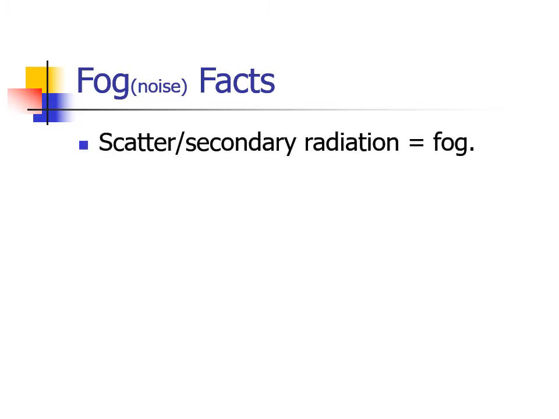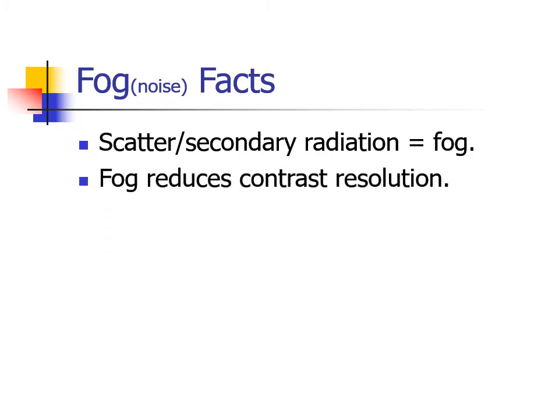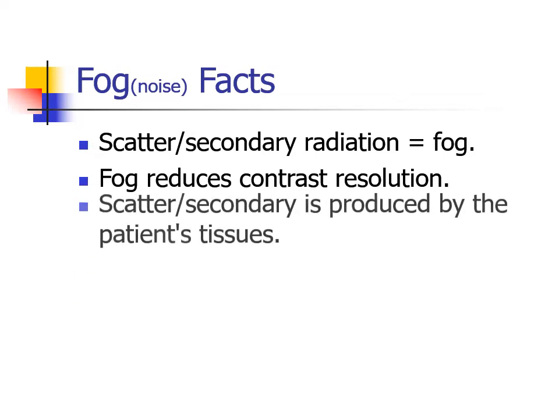Fog is produced primarily by scatter radiation, which is radiation that is redirected by the atoms in the patient's tissues. When the primary radiation is scattered, it no longer can outline the shape of the patient's tissues. It serves to interfere with visualization of those structures. Fog reduces contrast resolution and interferes with recording and visibility of small or low contrast structures.